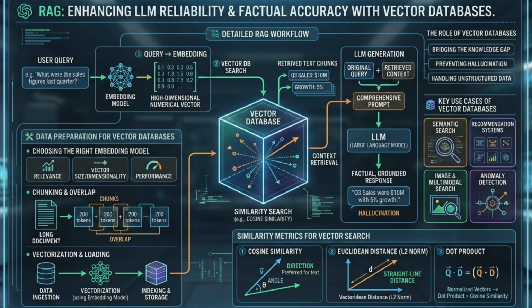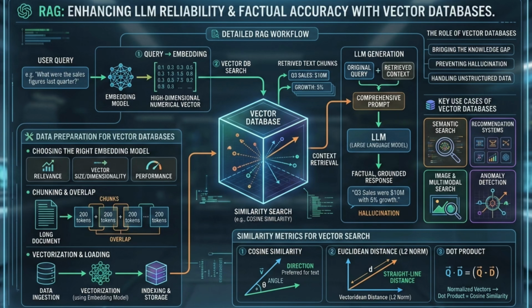The user's input query is first converted into a high-dimensional numerical vector, using the same embedding model that was used for the source data. This query vector is sent to the vector database. The database performs a similarity search to find the data vectors that are mathematically closest to the query vector.